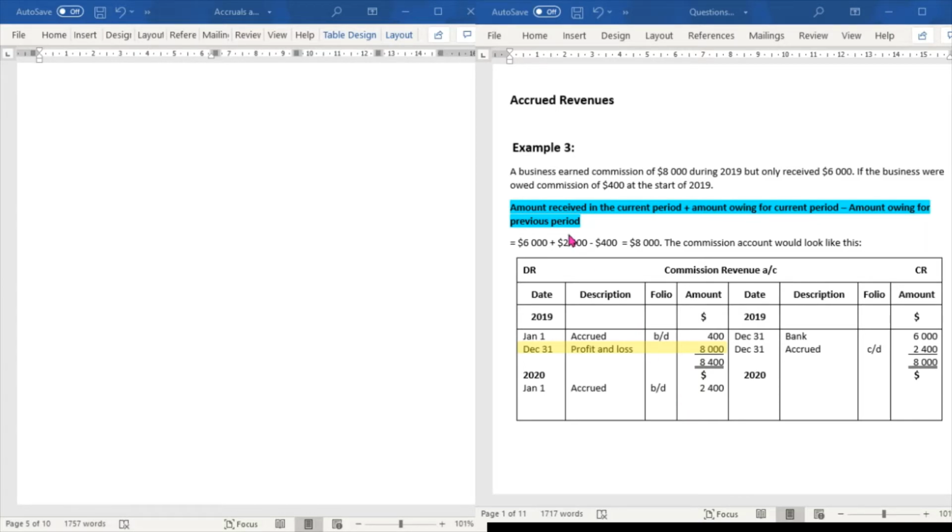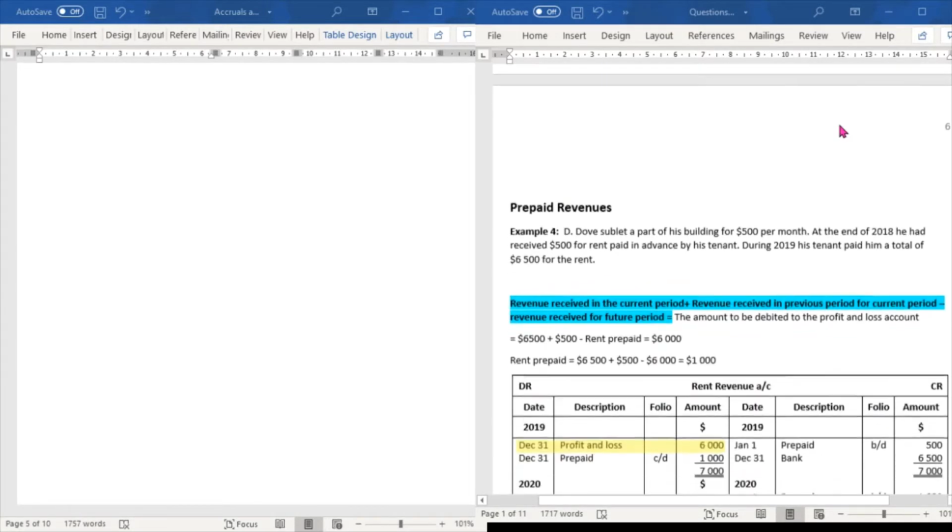Okay, so for revenues, the amount received plus the amount owing for the current period is what is going to be transferred to the profit and loss account after you take out the amount that was owed for the previous period. Remember, it's only the amounts relating to the current period that will be transferred to the profit and loss account for the current period.